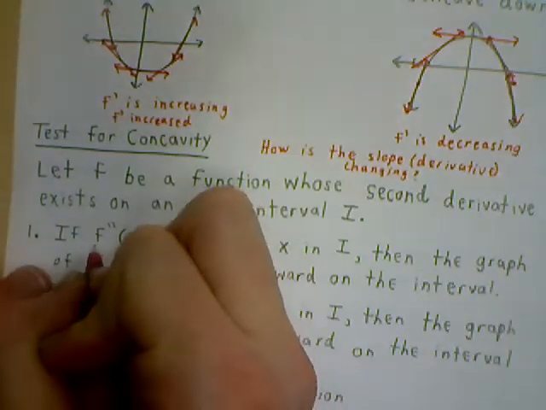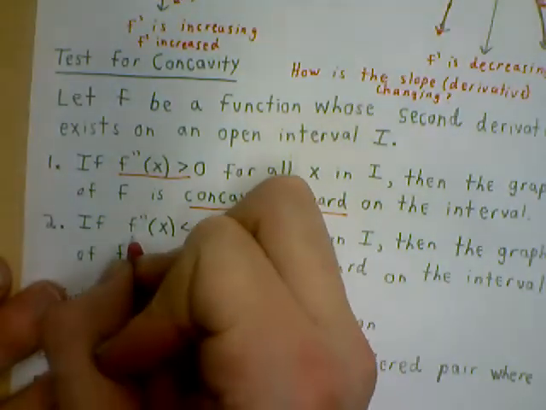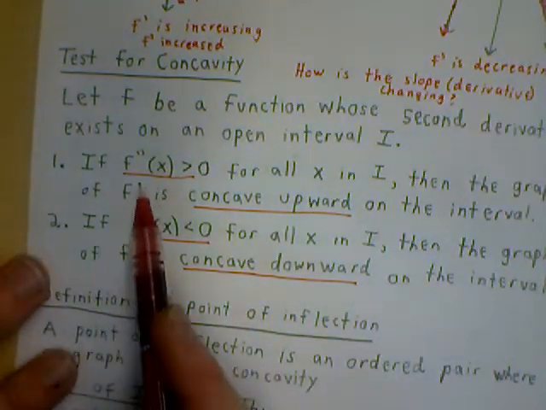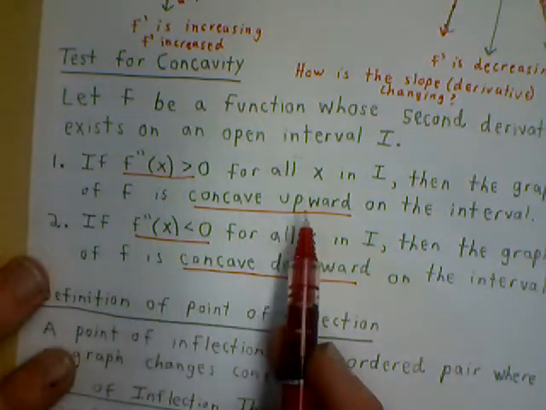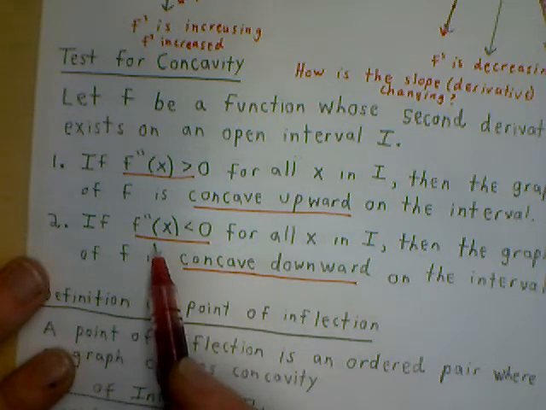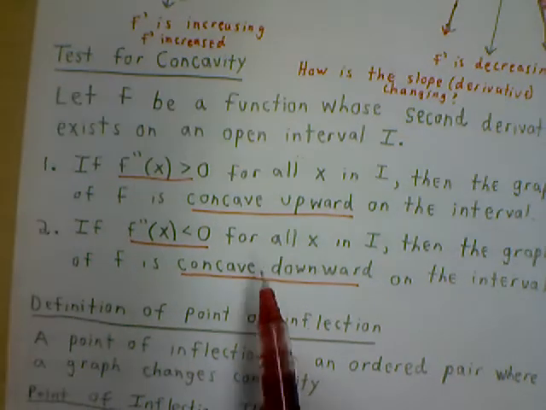If the second derivative is positive, it's concave upward. If the second derivative is negative, it's concave downward. So what that means is if the second derivative is positive, the derivative is increasing. If the second derivative is negative, the derivative is decreasing.